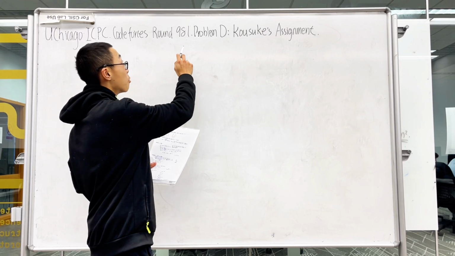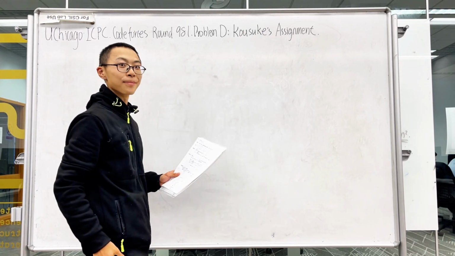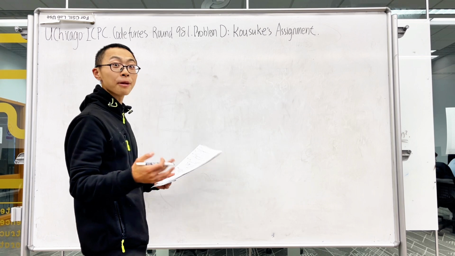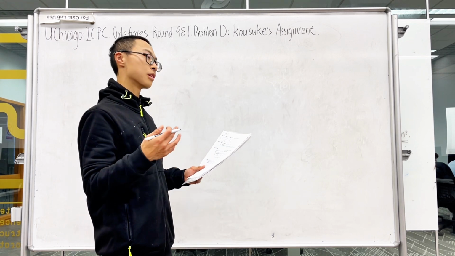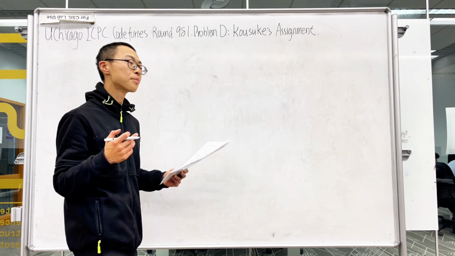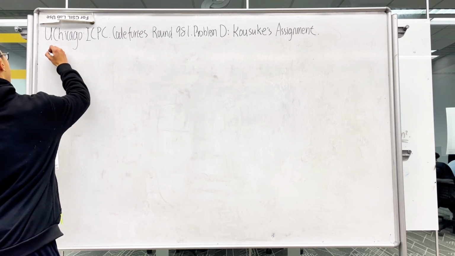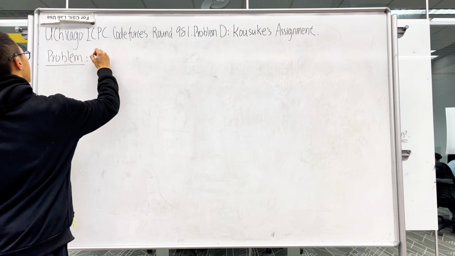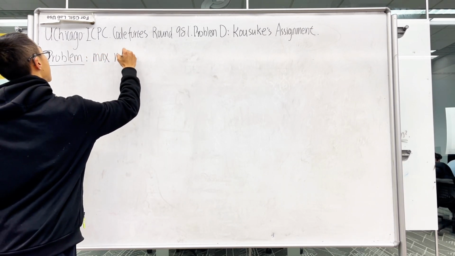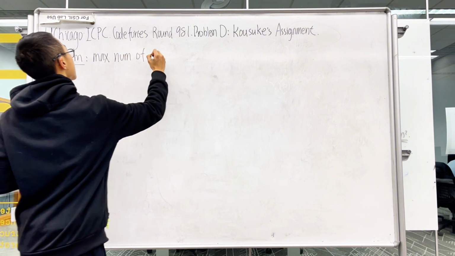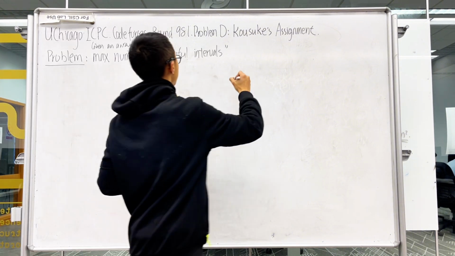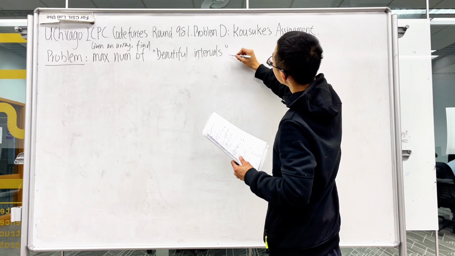Codeforces Round 981, problem D, Kousuke's Assignment, which is a very nice dynamic programming method that's similar to something we learned in the algorithm class, job scheduling. Here is the problem statement. Given an array, find the max number of beautiful intervals. And what does beautiful intervals mean?